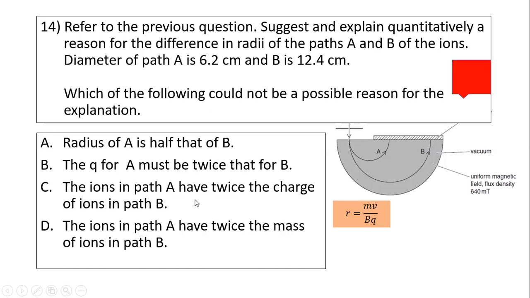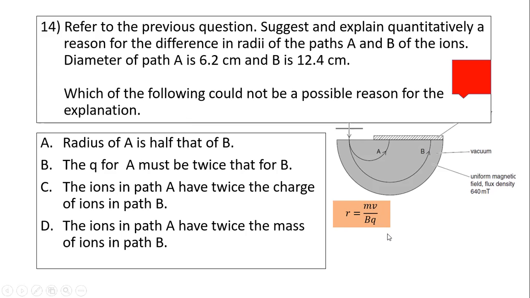Suggest and explain quantitatively a reason for the difference in radii of A and B of ions. Diameter of path A is 6.2, diameter of path B is 12.4 cm. Which of the following could not possibly be the reason for the explanation? Always go back to the formula that you derived.